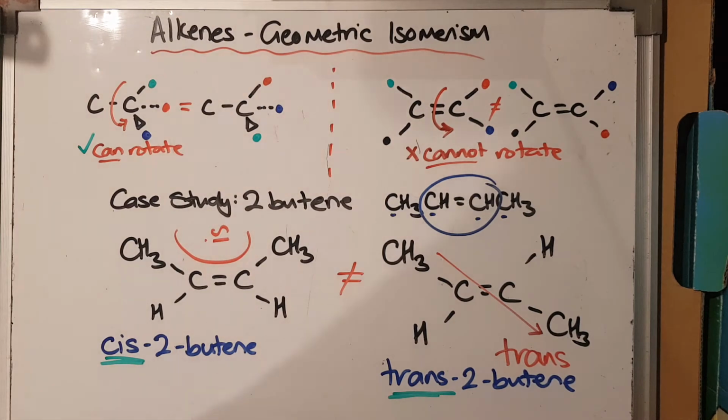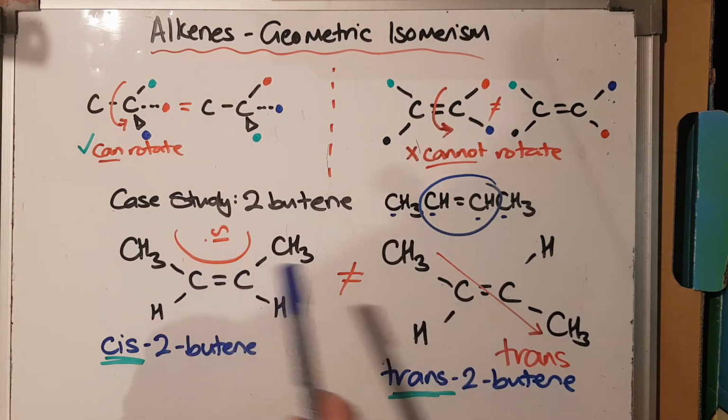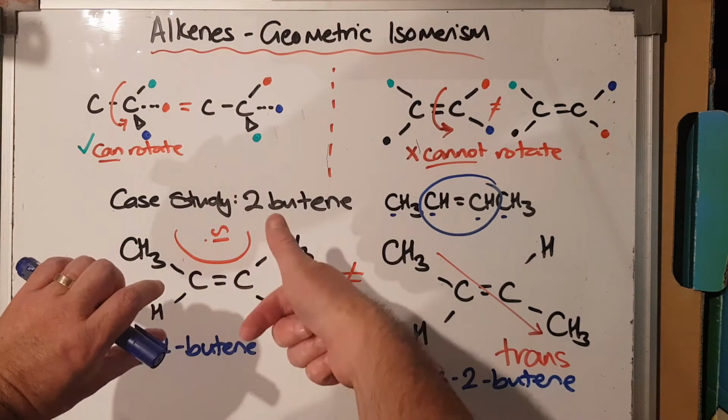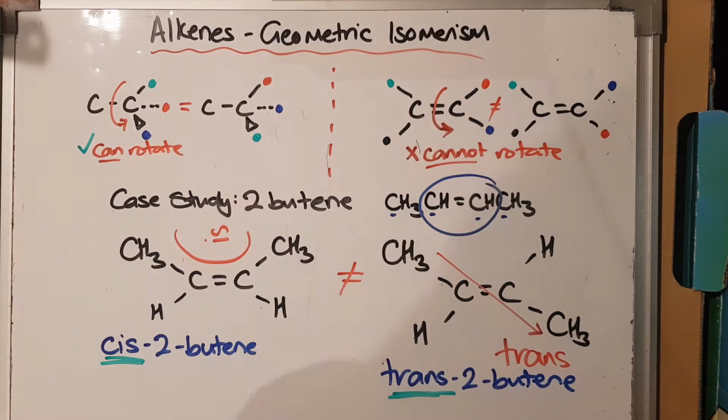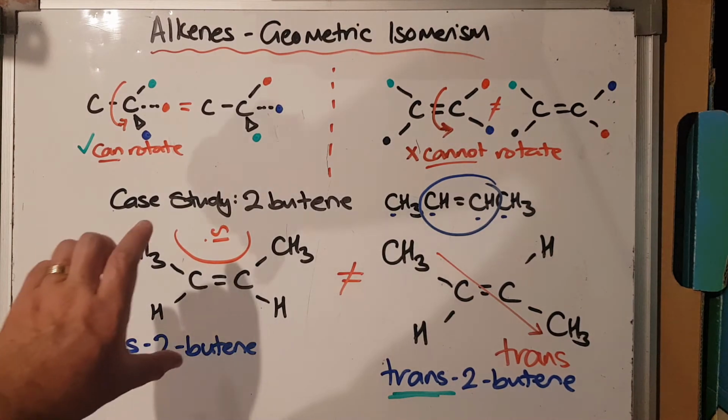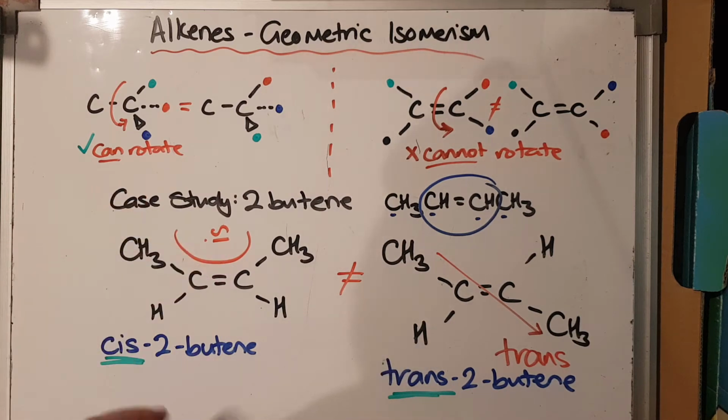But if I draw the expanded structural formula, I can see that there's two ways to arrange those atoms in space. And because I can't just twist or turn like I can with a single bond, then these two are actually different. And one would be a higher density than the other. We could pack the cis ones together a lot more tightly than the trans, for example.